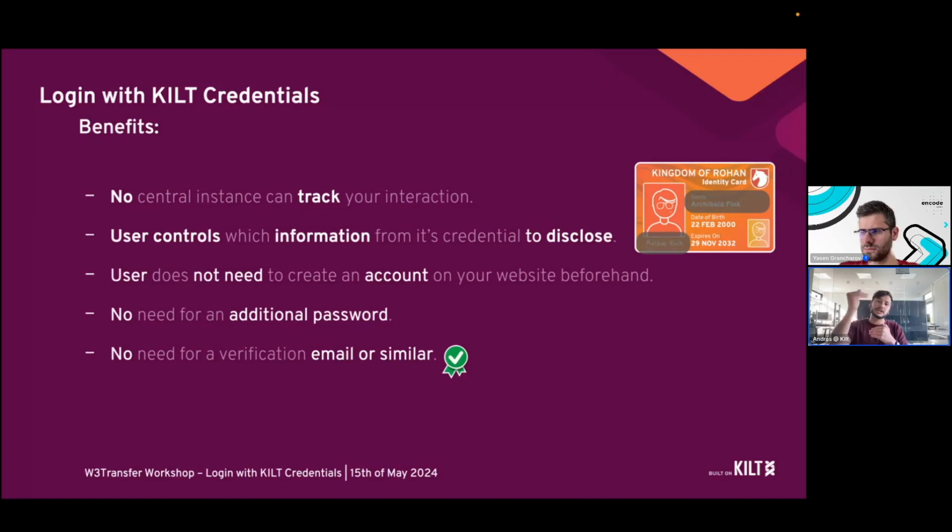If the credential, for example, is too long, maybe you get a credential from your workplace or from your national country, and it has your address, your name, your birth date. But for a specific service, you only need your age and maybe your email. Then you can choose which information to disclose. So the user controls which information to disclose from this credential at the moment of presentation.